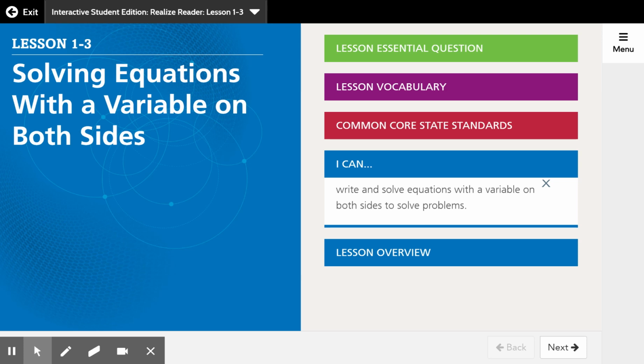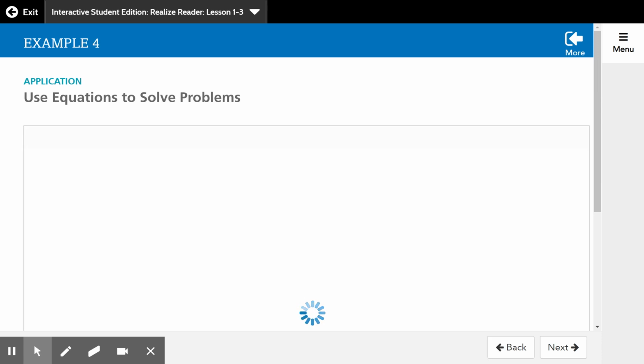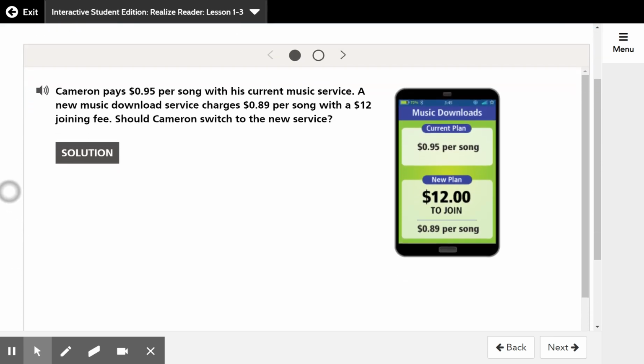So in the previous examples that I've done in this section, we have learned about one solution, no solution, infinitely many solutions. So today we're actually going to do a word problem to model what it would look like in a real life situation. So in this situation, Cameron pays 95 cents per song with his current music service. A new music download service charges 89 cents per song with a $12 joining fee. Should Cameron switch to the new service?